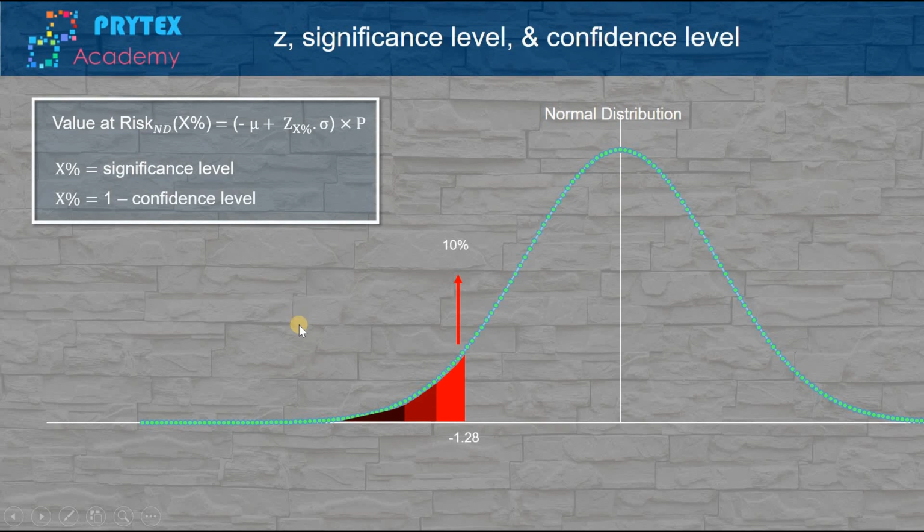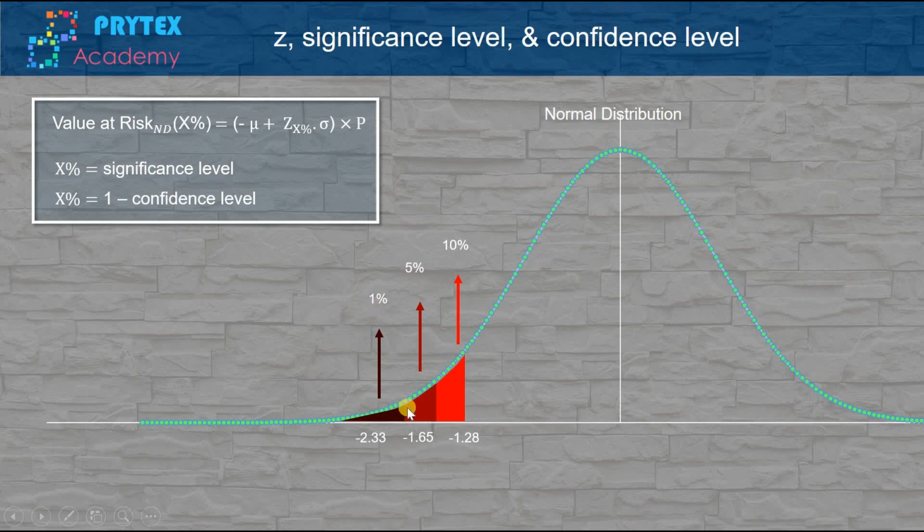So what are these z values? If the significance level is 10%, that is x equal to 10, then the z value is minus 1.28. If the significance level is 5%, then the z value is minus 1.65. If the significance level is 1%, then the z value is minus 2.33. Please note that 10% significance means 90% confidence, 5% significance means 95% confidence, and 1% significance means 99% confidence.